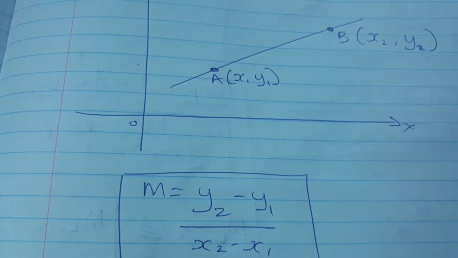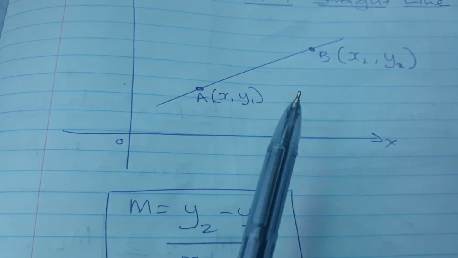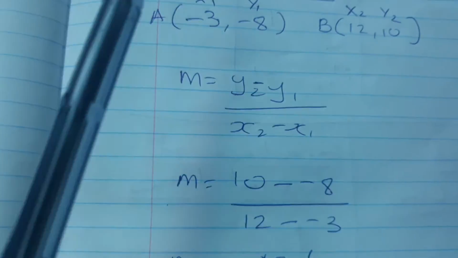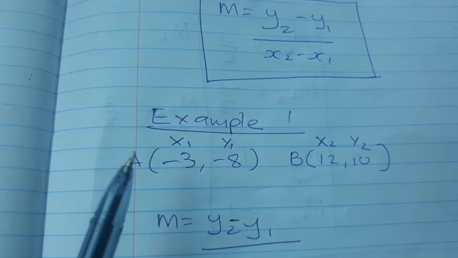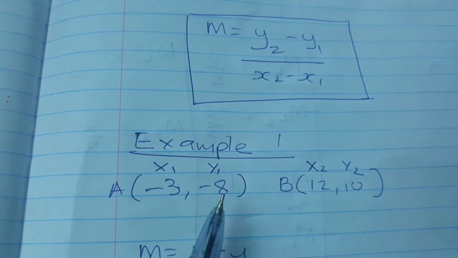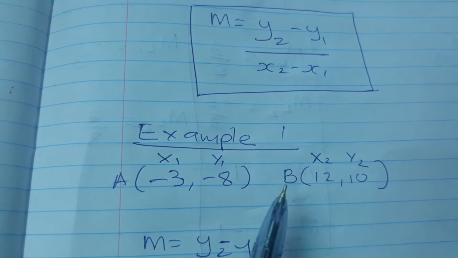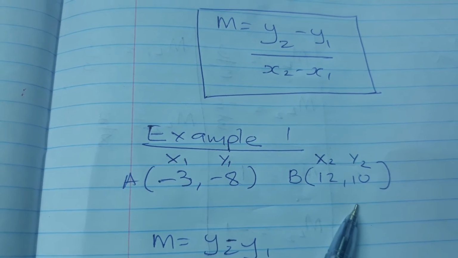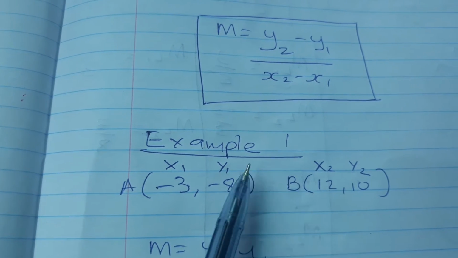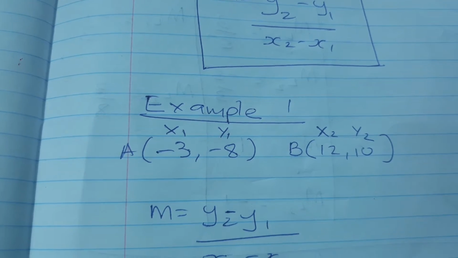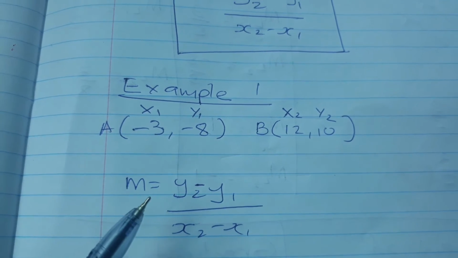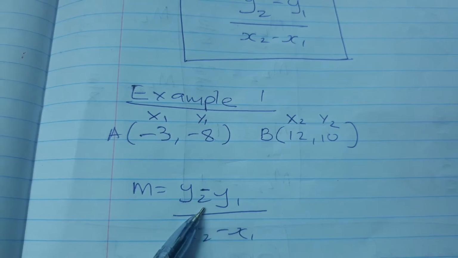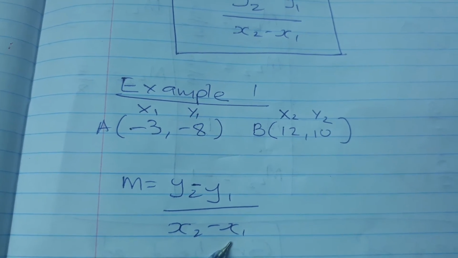All right, we're going to look at an example. For example, if I give a coordinate for point A and B, these are my 2 points A and B. Point A has the coordinate -3, -8. Point B has the coordinate 12 and 10. Right, and I have to find the gradient of these 2 points. Of course, I'm using the formula m is equal to y2 minus y1 over x2 minus x1.